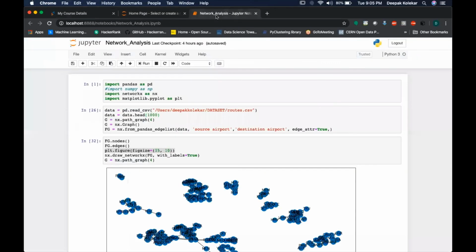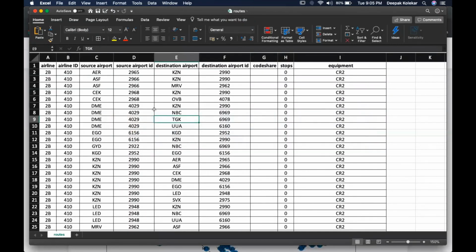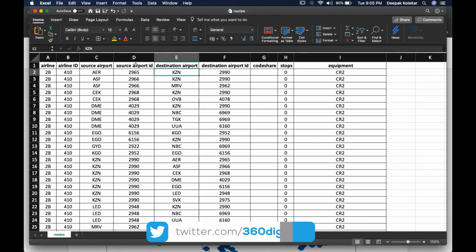So let me just take you to the example here. I'm considering an example of airport data, which is global airport data. It contains airline information, the ID of that particular airline, and the source airport, and from that source to where exactly it is going. Let's say there is a flight called 2B, starting from AER as a source and reaching a destination, which would be KGN, KZN, and it also has some source IDs.